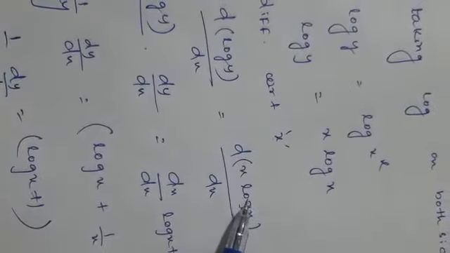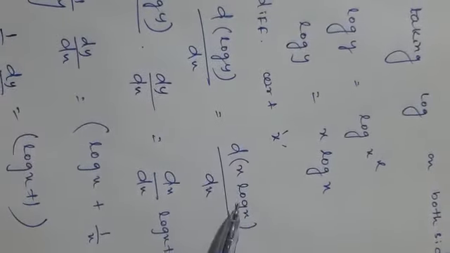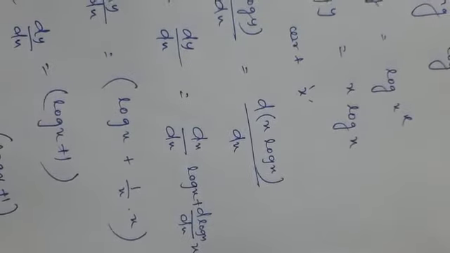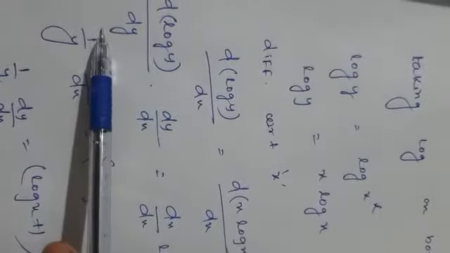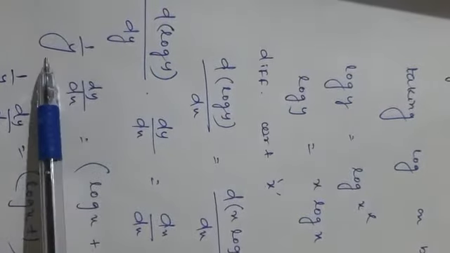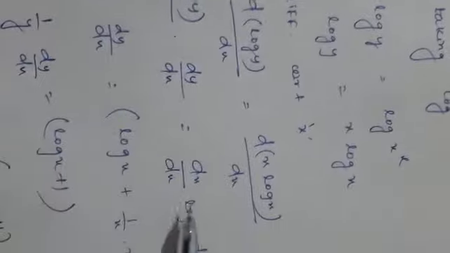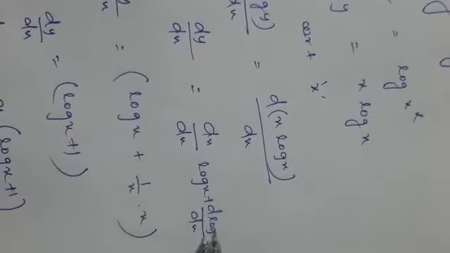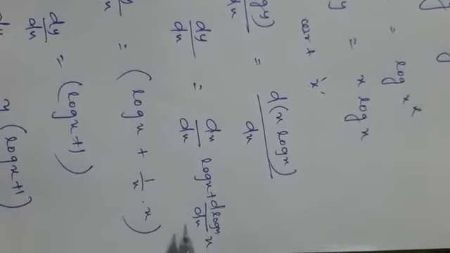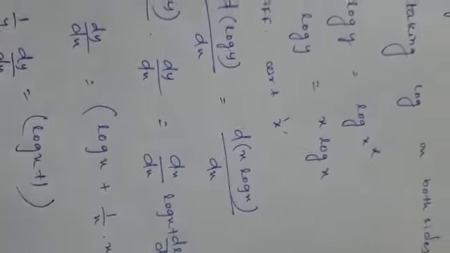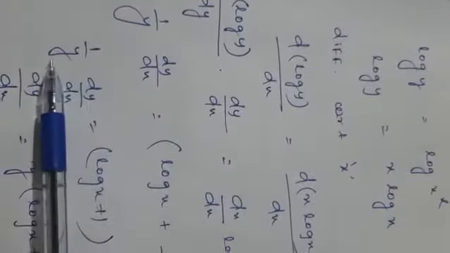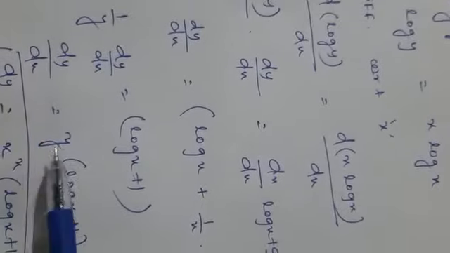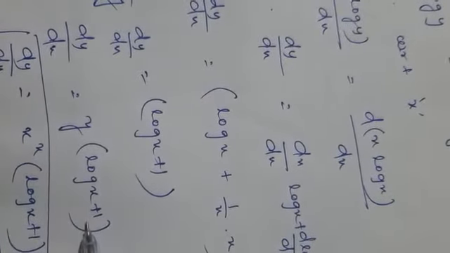Now on the right hand side, all terms are in x, so we use the u into v rule: derivative of u into v plus derivative of v into u. Derivative of log y with respect to y is 1 by y, times dy by dx. Derivative of x is 1, and 1 into log x is log x. Derivative of log x is 1 by x, into x. So 1 by y dy by dx is equal to log x plus 1.